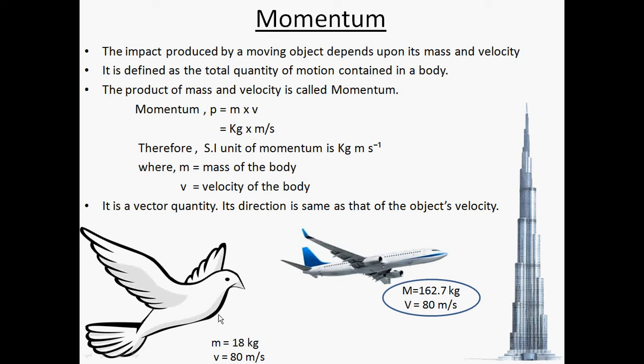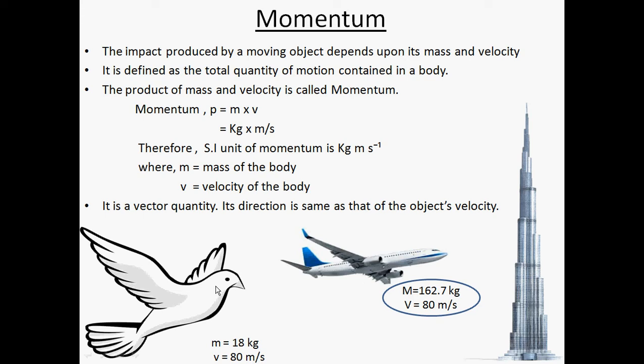Now this bird, the Kori Bustard, which is the heaviest flying bird, has a mass of 18 kg and is traveling with a velocity of 80 meters per second. Based on the mass and velocity, we can easily determine the momentum, because the product of mass and velocity is termed momentum. And the higher the momentum of any body, the more impact it will produce on another body, like the skyscraper, Eiffel Tower.